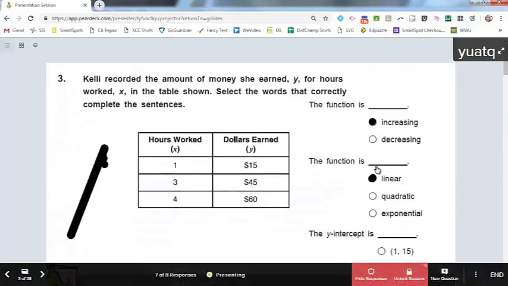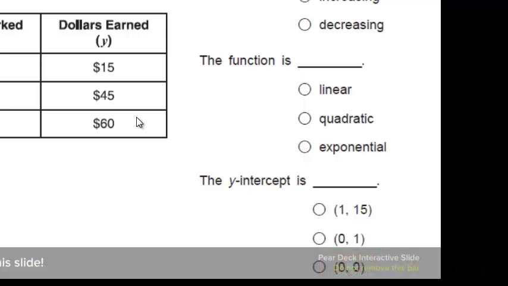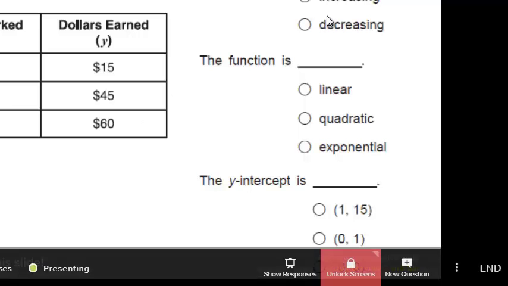So looking at your answers, I feel like we can agree that for the most part it's increasing and it's linear, right? So the way that I can tell it's increasing is by looking at what Y does as X increases. They're both increasing, so that means it's an increasing function. If as X increases, Y was decreasing, it would be a decreasing function.